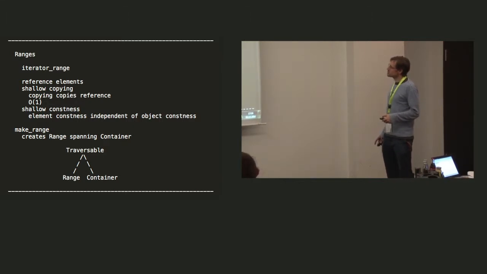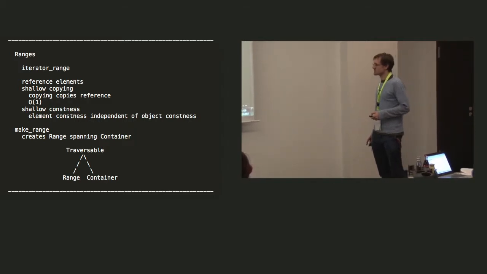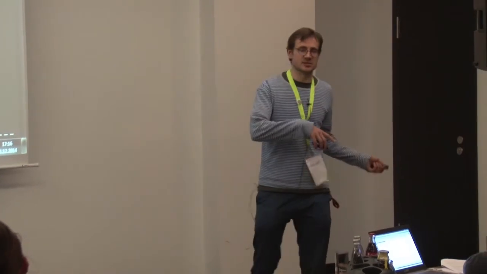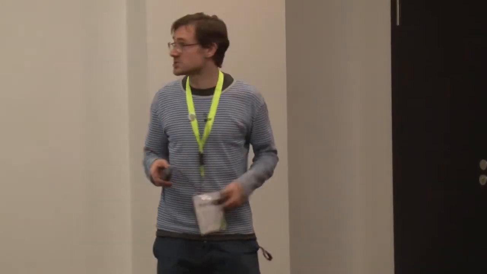And you could produce something like a make_range that creates a range that spans the whole container. This is not the same as the container itself, because when you copy it, you don't copy the container, you only copy the reference. So you can have multiple ranges pointing to the same container inside some function. There it may make sense to define a helper function, make_range, that just produces an iterator range of your whole container, begin, end, and does nothing else.